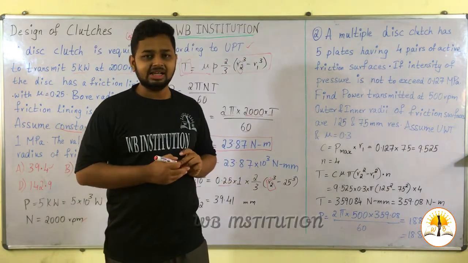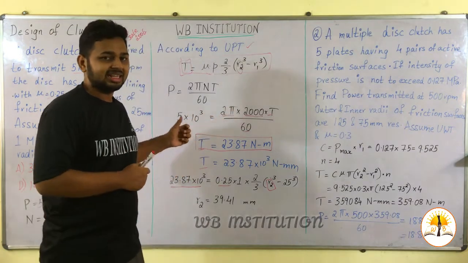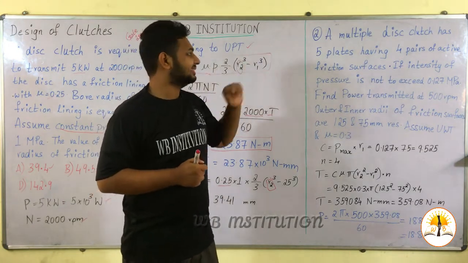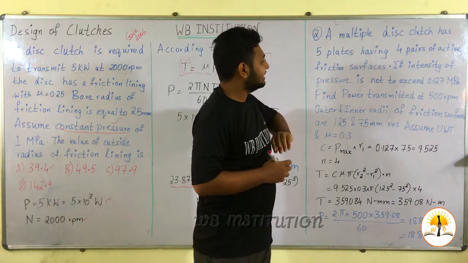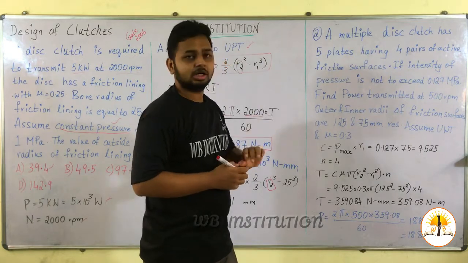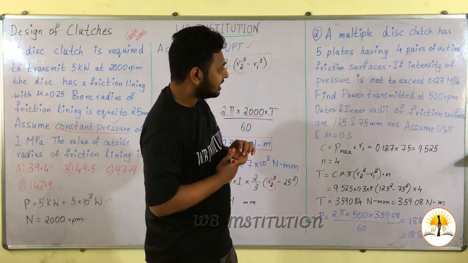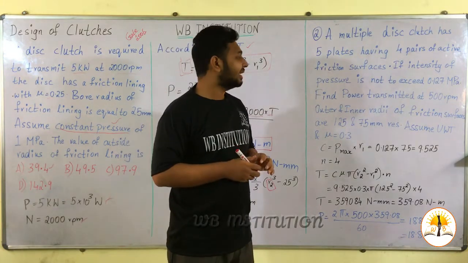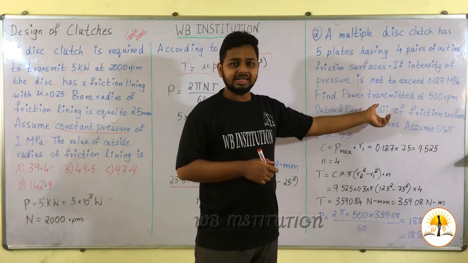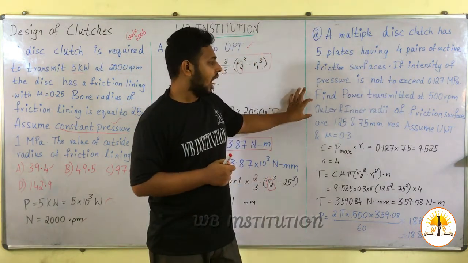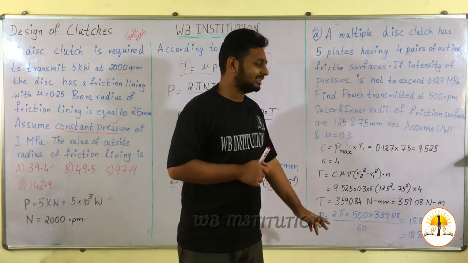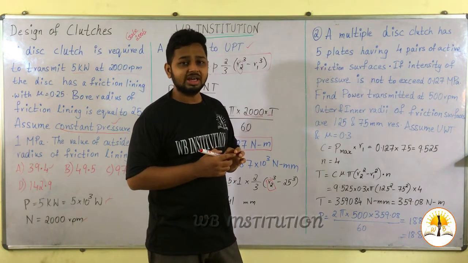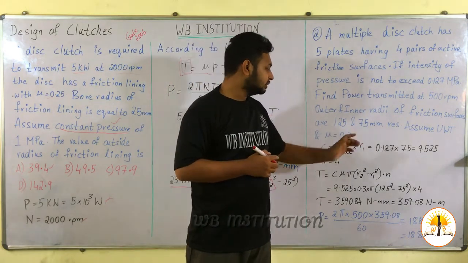In this similar way, different types of problems will be asked in the examination. So let us see an example based on the multi-plate clutches. A multi-plate clutch has 5 plates having 4 pairs of active friction surfaces. If intensity of pressure is not to exceed 0.127 megapascal, find power transmitted at 500 rpm. Outer and inner radii of friction surfaces are 125 and 75 mm respectively. Assume uniform wear theory and mu equal to 0.3.